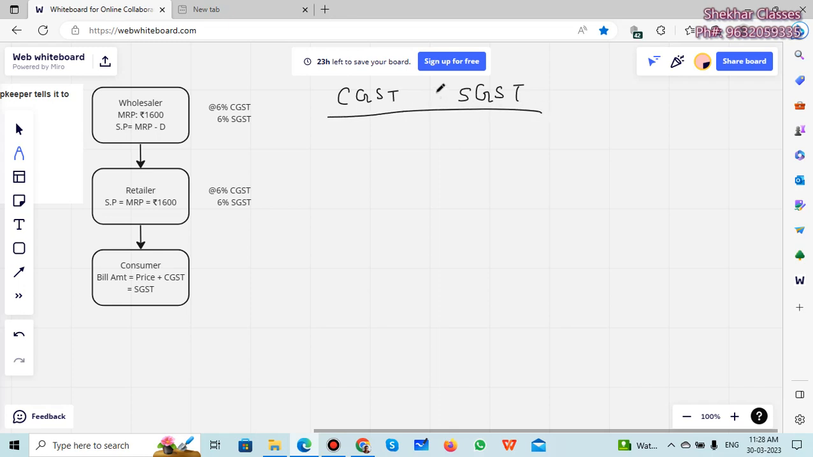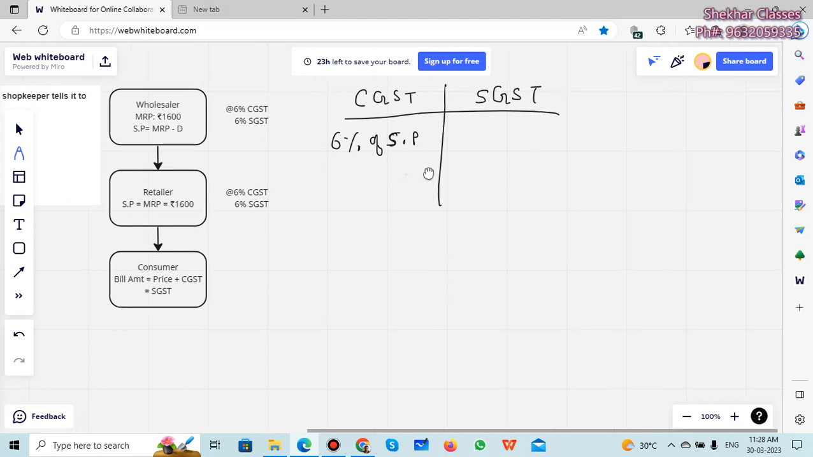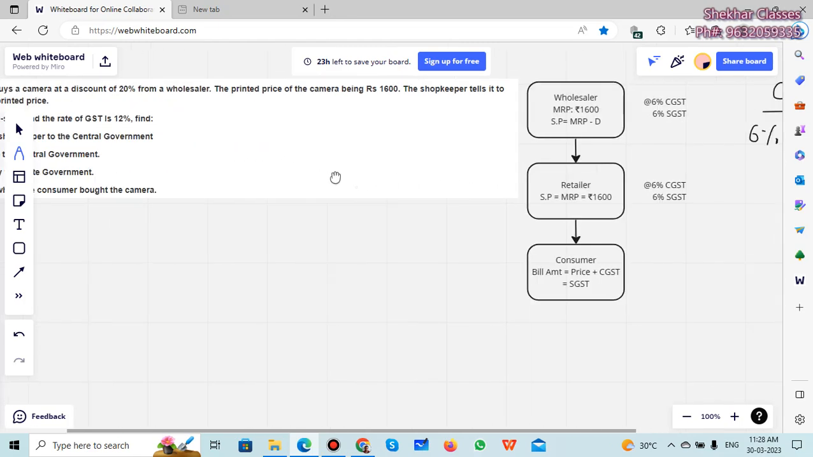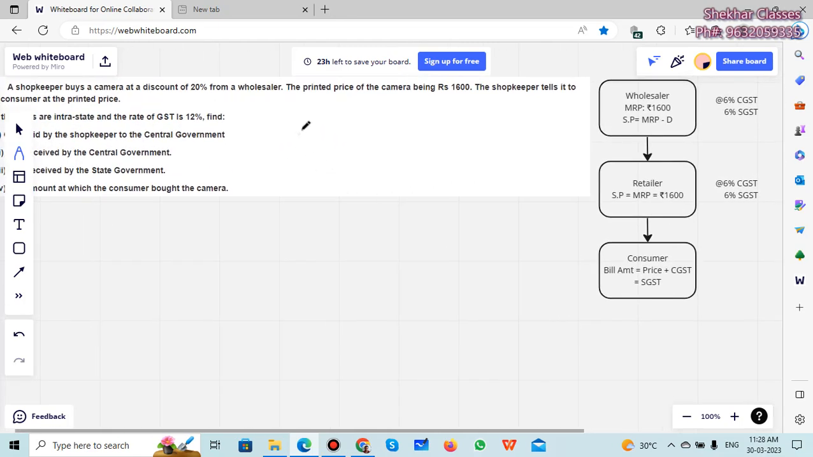Now you can find it out. How much is the CGST? 6% of how much? SP. So first of all, we have to calculate the SP here. What is the SP? We have not yet found it out. So let's find the SP here. So what is the SP? SP is going to be marked price. Okay, right? Okay, it's not MRP, it is marked price. Here is a mistake. Marked price only.